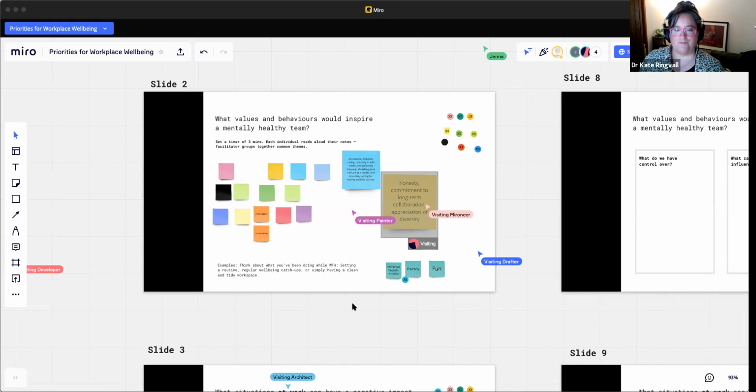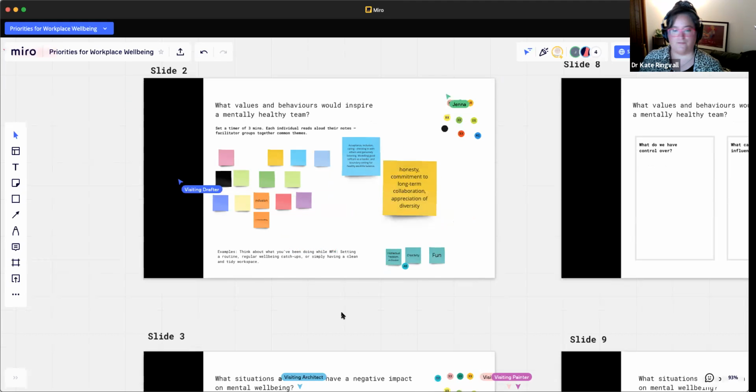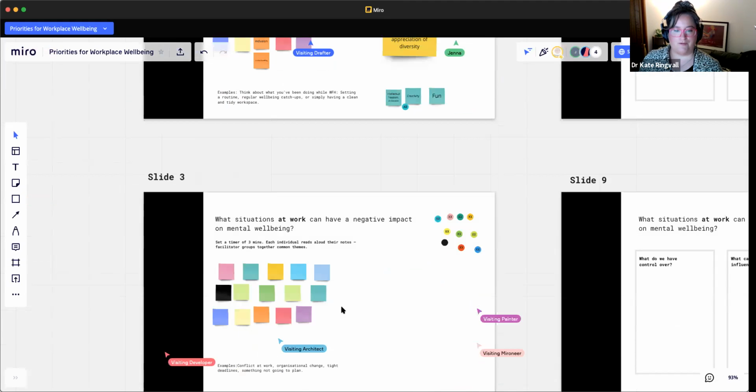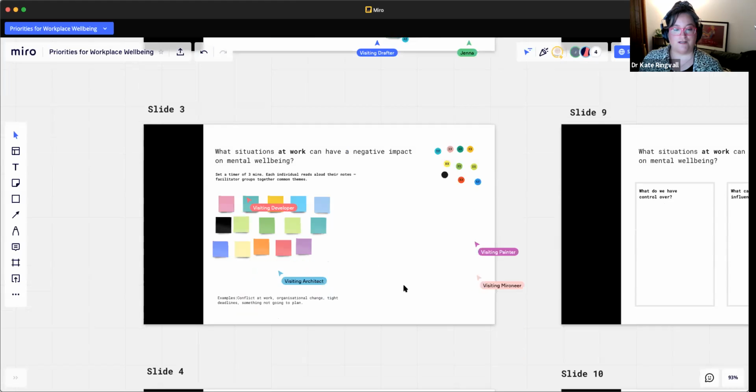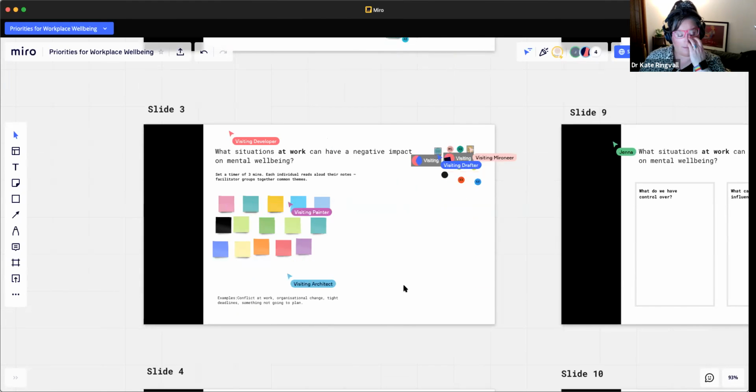Okay, so moving on. Where's my mouse? My mouse has decided to go to sleep.